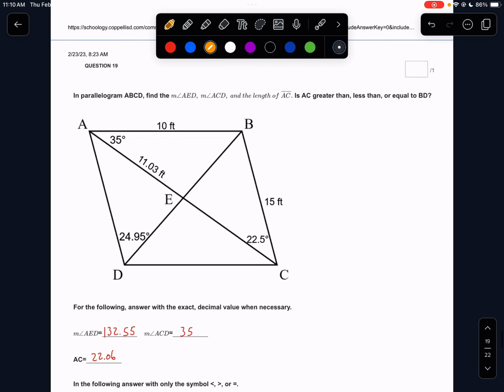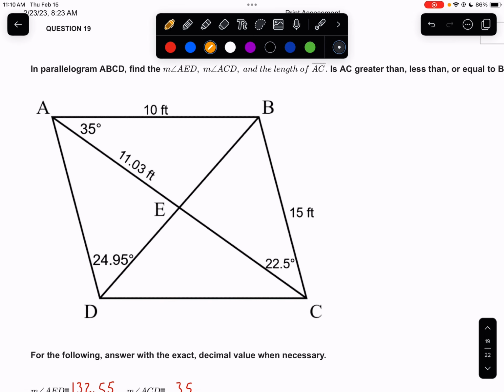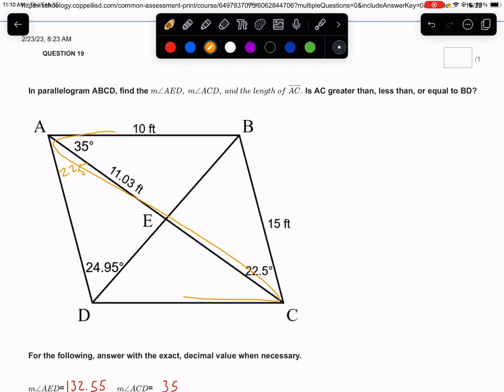Oh, a lot going on here. Before I even read the question, I'm going to fill in every angle I know. 22.5, I'm going to go alternate interior. So this is 22.5. 35, I'm going to go alternate interior. So this is going to be 35. 24.95, same thing. This is going to be 24.95.